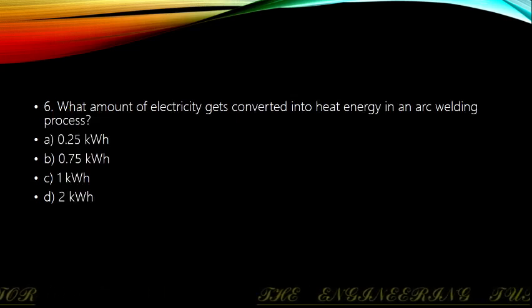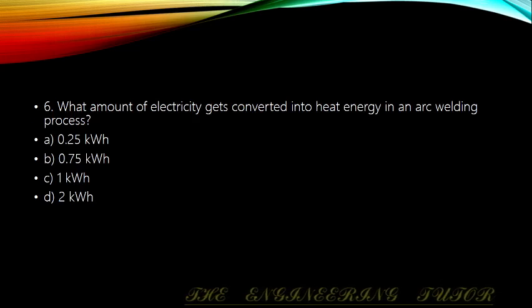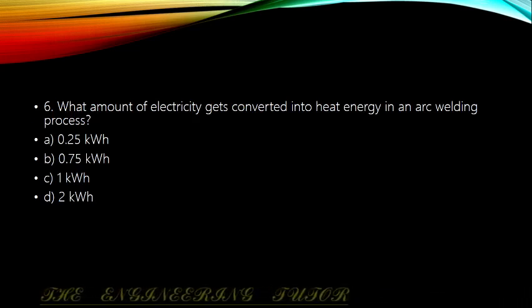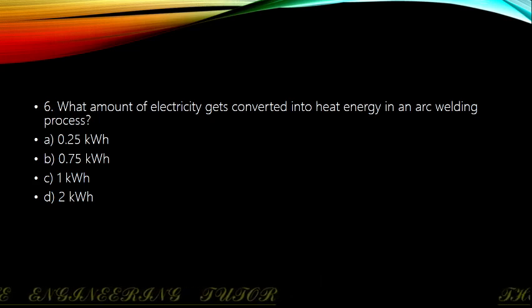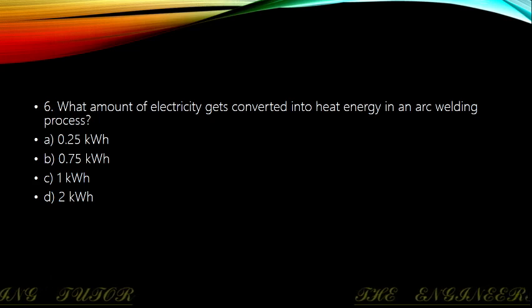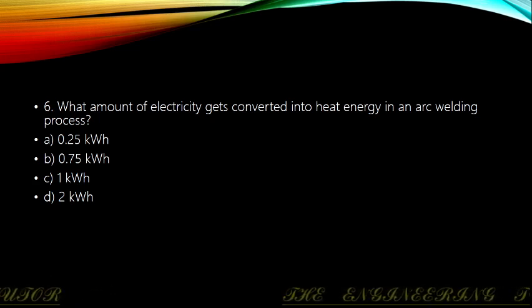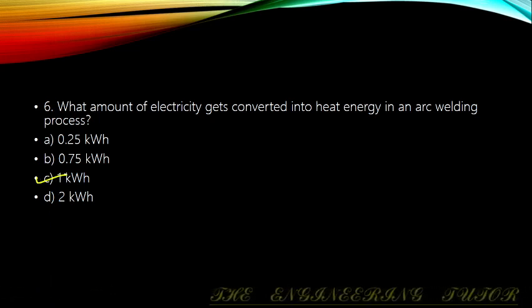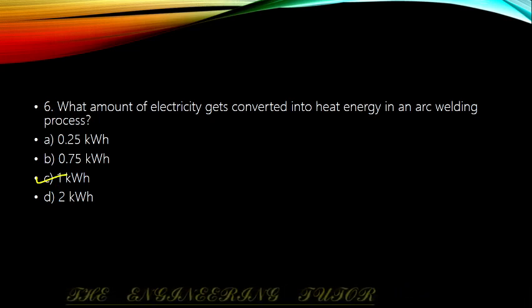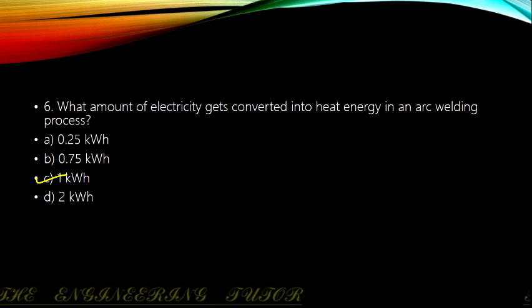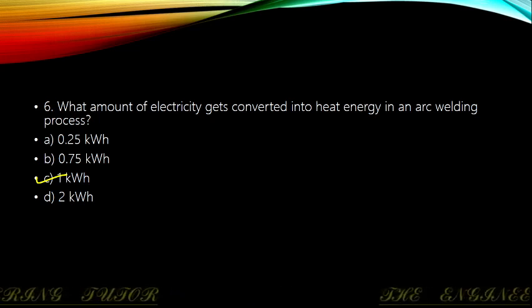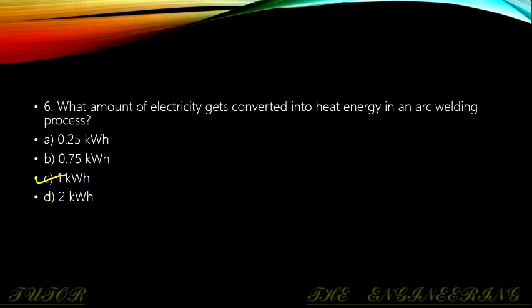What amount of electricity gets converted into heat energy in an arc welding? The correct answer is 1 kilowatt. In an arc welding process, there is a direct conversion of electric energy into heat energy. Approximately 1 kilowatt hour of electrical energy gets converted into heat energy for this purpose.